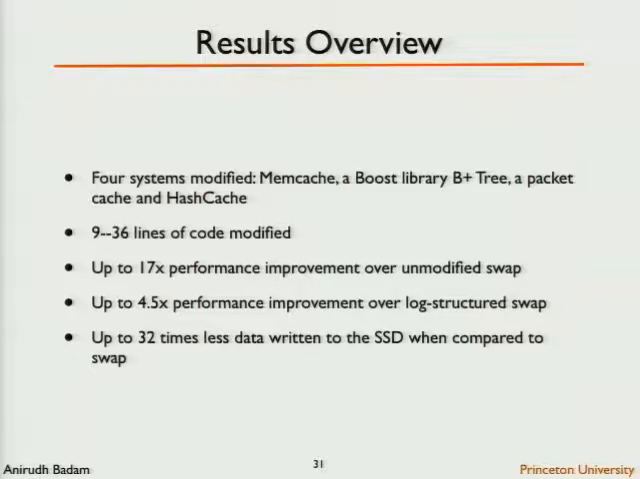So here's a results overview. We modified 4 different systems: Memcache, a Boost template library based B+ tree, a packet cache, which essentially is caching Ethernet packets inside a network and trying to do network acceleration, and we also modified HashCache. The modifications required only 9 to 36 lines of code.